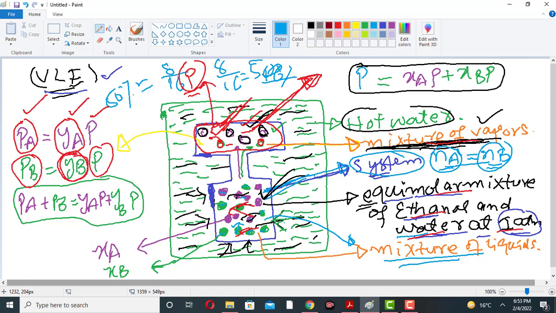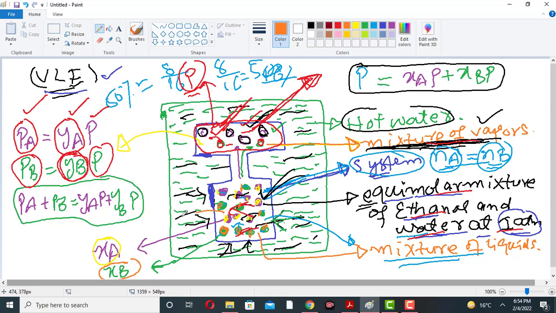So the mole fraction of ethanol in the liquid will be denoted by XA. Similarly, the mole fraction of water in the liquid mixture will be denoted by XB.